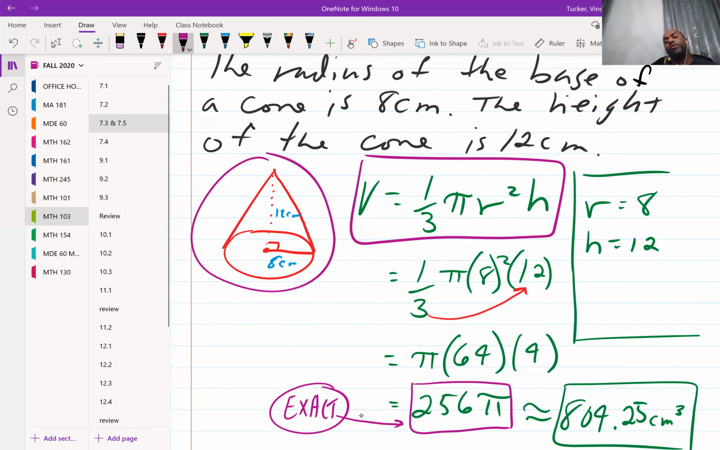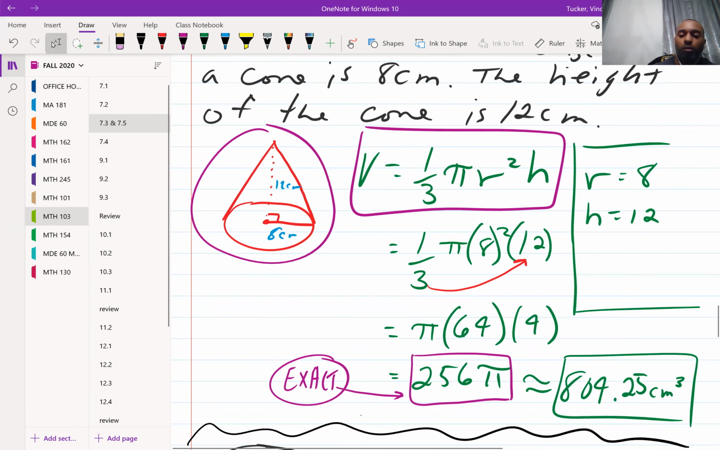So always remember, if they ask for the exact answer, your exact answer is your answer simplified as much as possible with the symbol pi still involved. Then if you want the approximation, you plug in 3.14 for pi, and then do your multiplication, and that's how you get 804.25. Also watch the measurement. Notice we're in cubic centimeters now.